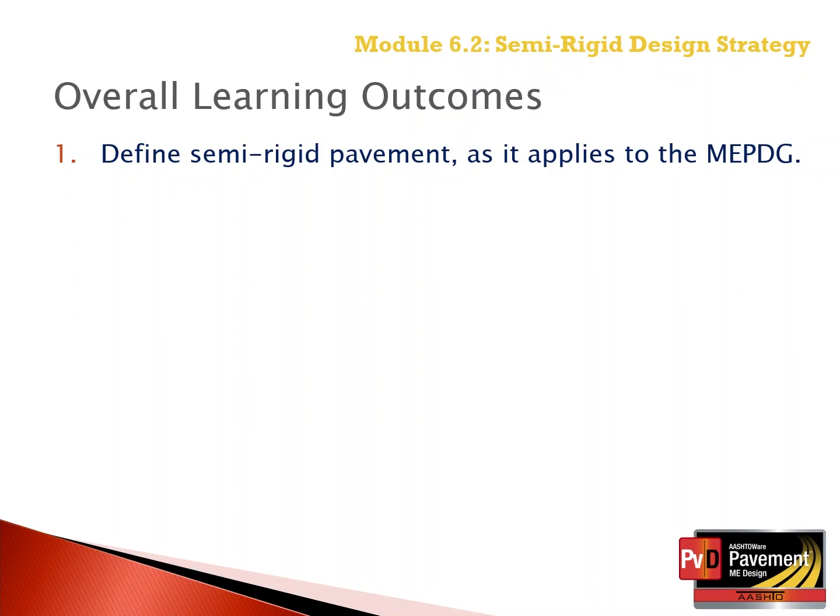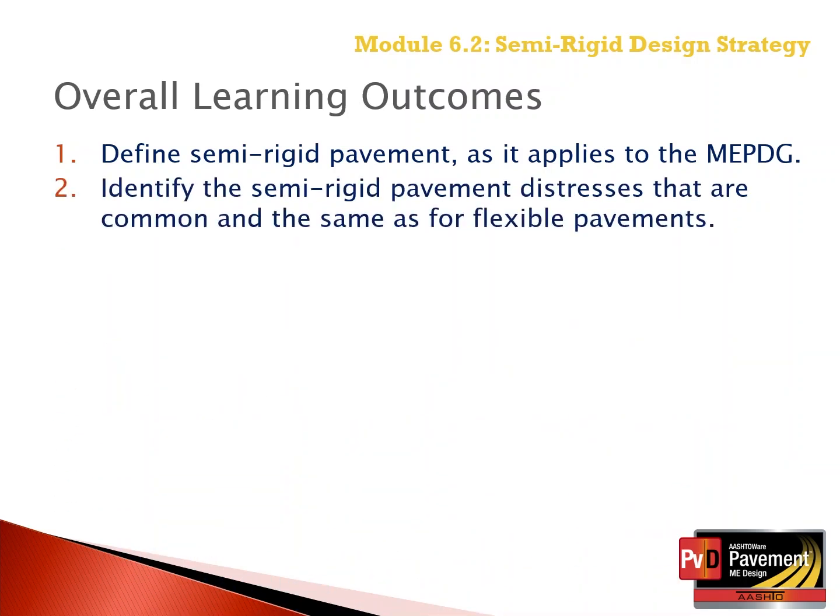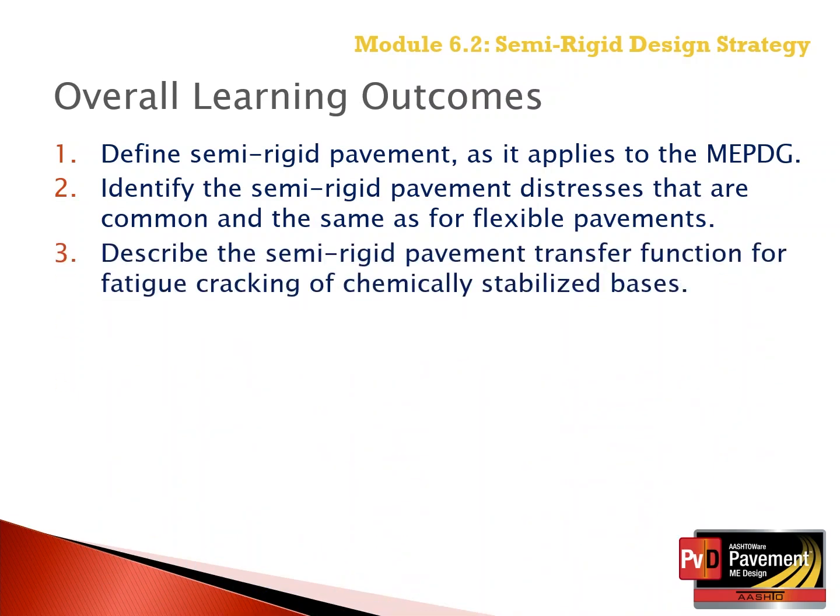There are 7 learning outcomes for Module 6-2 on semi-rigid pavement design strategies and the distresses associated with semi-rigid pavements. The first is to define semi-rigid pavement as it applies to the use in the MEPDG. The second is to identify the semi-rigid pavement distresses that are common and the same as for flexible pavements. The third is to describe the semi-rigid pavement models and transfer functions for fatigue cracking of chemically stabilized base layers.